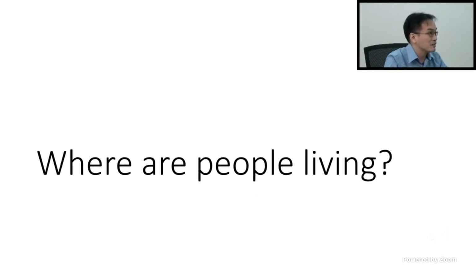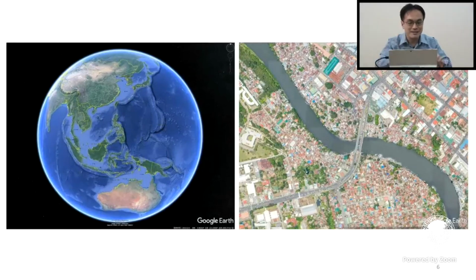So the primary question of sustainable development is, where are people living? Because sustainable development is aimed basically at the people, we need to know where people are living. So this is the primary question. So let's see the Earth on Google Earth.